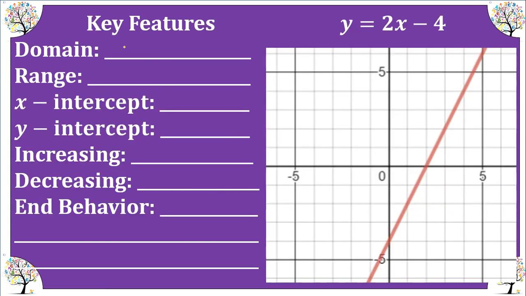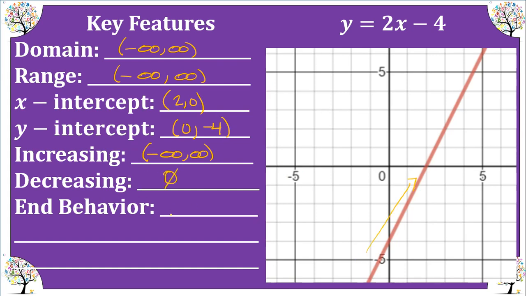Let's do the key features. Negative infinity to positive infinity, negative infinity to positive infinity. That means this graph continues left and right and down and up. My intercepts we just found. So the x-intercept is 2, 0, and the y-intercept is 0, -4. And this increases and it never decreases. As we go from left to right, our graph is going up.